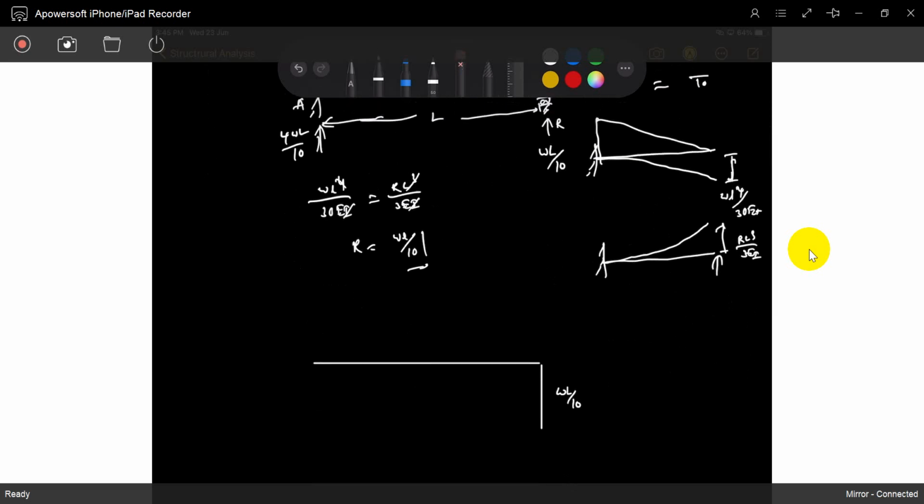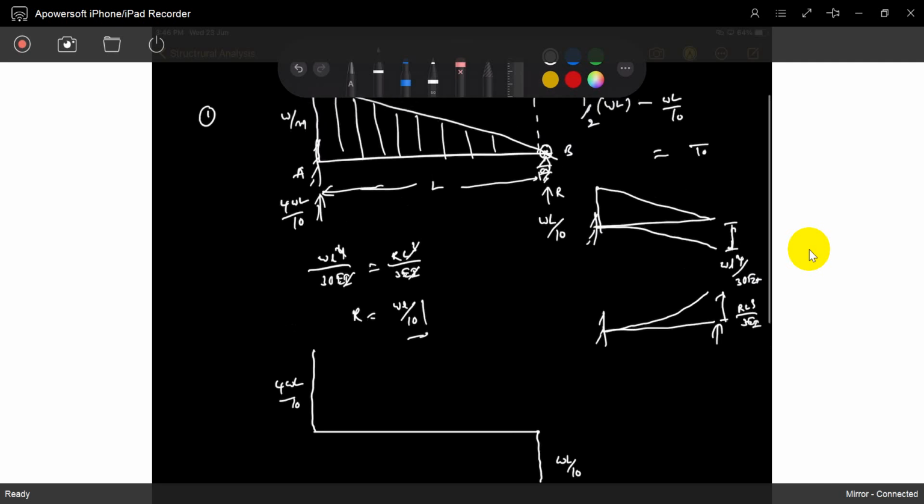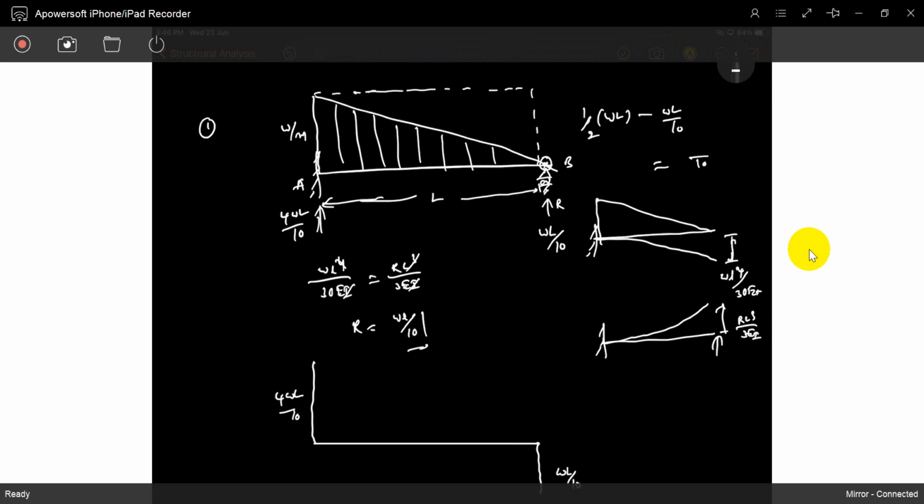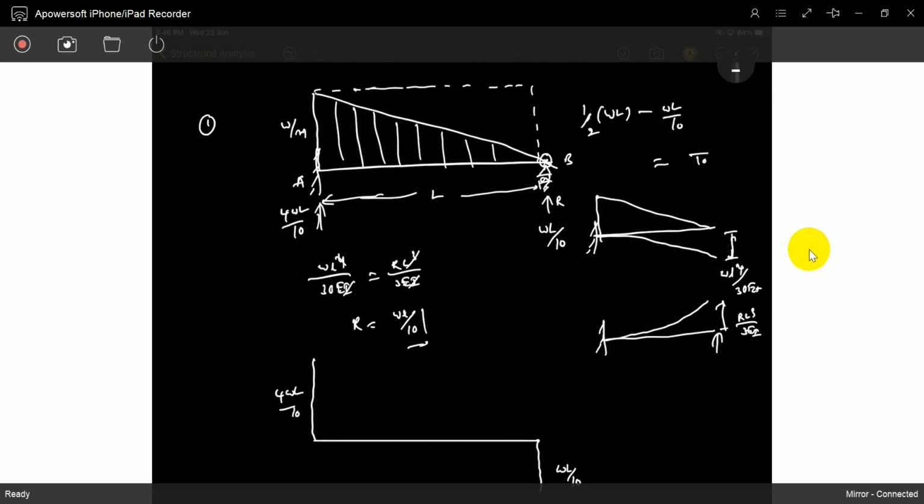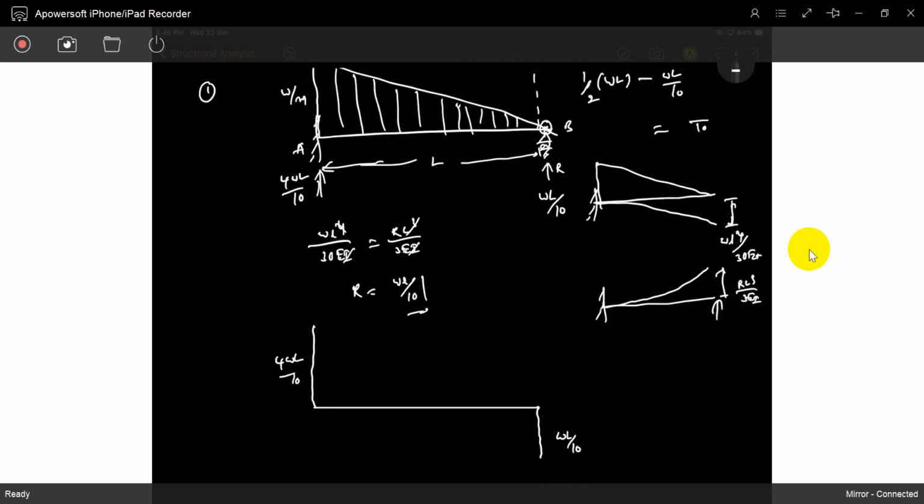So I will not extend it like this much. I will put 4 w by 10. And the shear force is not varying linearly, it's varying parabolically. It's a varying load, so not a straight line.